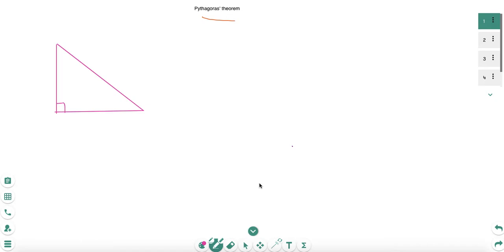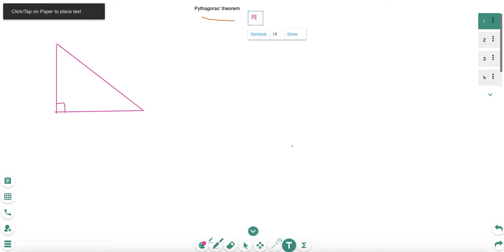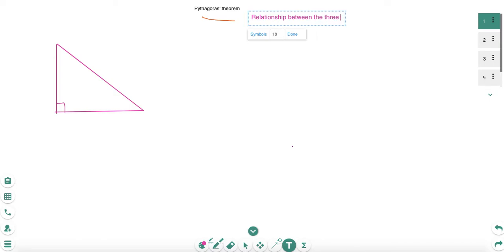My name's Shaq, and what we're doing today is something called the Pythagoras Theorem. Pythagoras Theorem is a theorem which states that there is a relationship between the three sides of a right-angled triangle. And Pythagoras' theorem only works with right-angled triangles. Bear this in mind, okay?